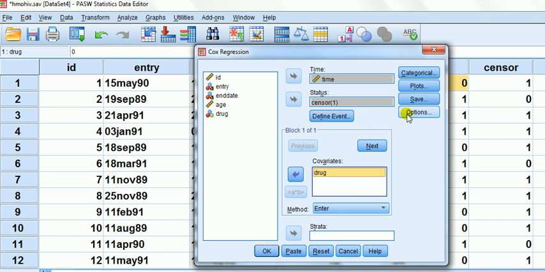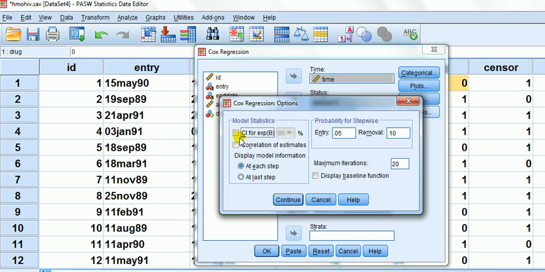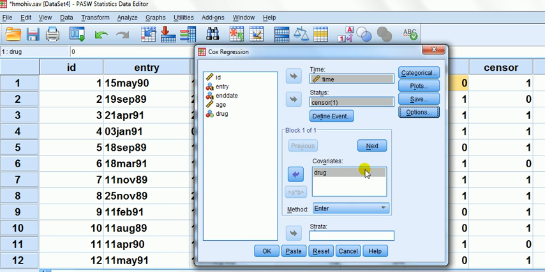Okay, and then what we want to do is have a look at options. In options, we can call for the confidence intervals for e to the coefficient, basically the hazard ratio. Yes, so you want those typically if you're going to report anything. I want the 95% confidence interval of the hazard ratio. Okay, now do I want anything else at this stage? No. So let's just run it.